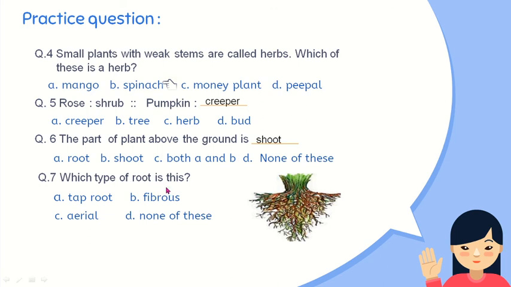Which type of root is this? As you can see in this picture, taproot, fibrous root, aerial, or none of these. So the answer will be fibrous root. In this picture, they do not have any main root. So the answer is fibrous root.